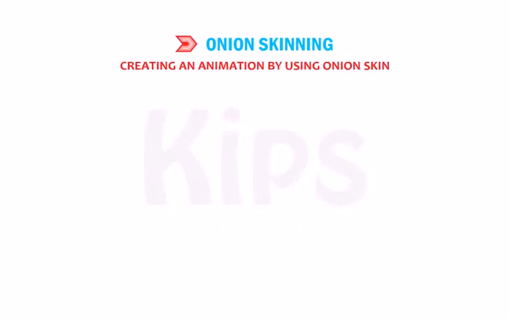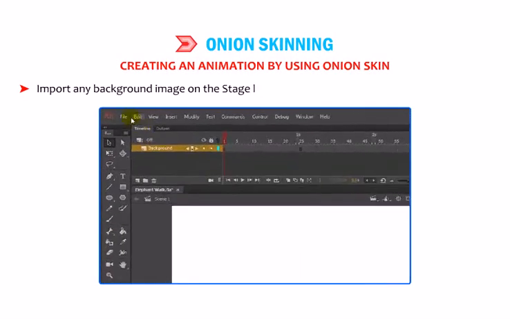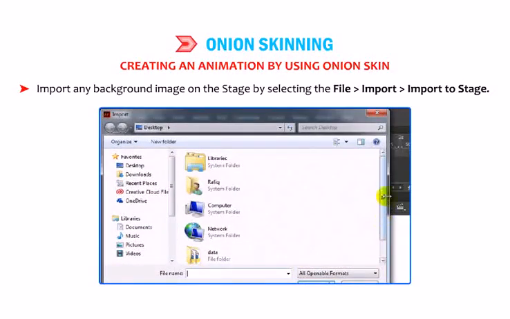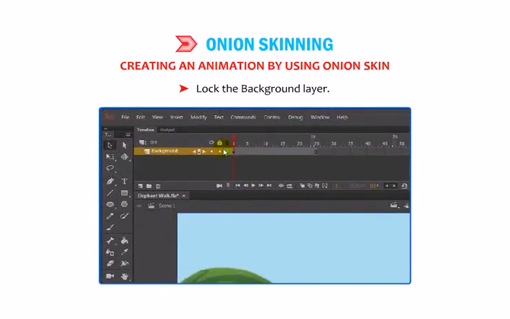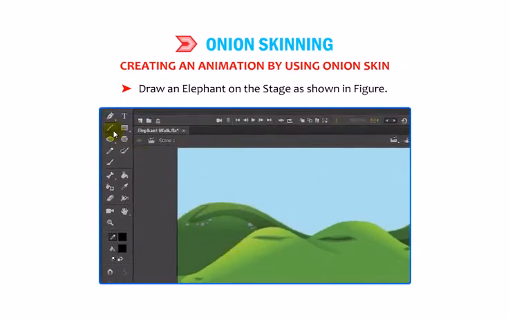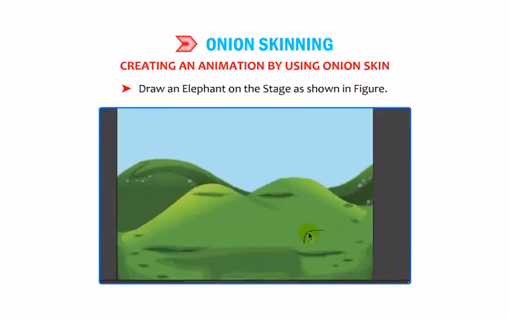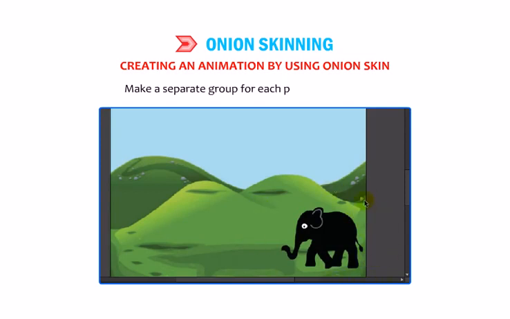Alright students, let me tell you how to create an animation by using onion skin. Open a new file. Import any background image on the stage by selecting the file, then import to stage. Lock the background layer. Add a new layer and rename it as elephant. Draw an elephant on the stage as shown in figure. Make a separate group for each part of the elephant.